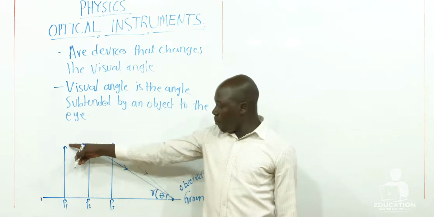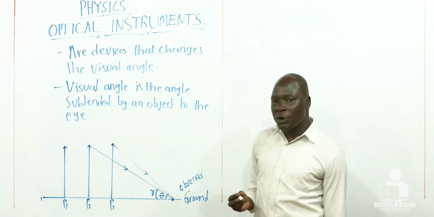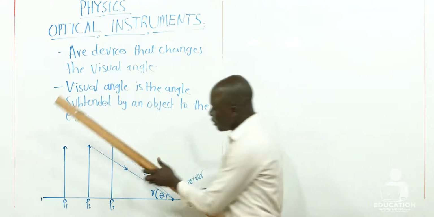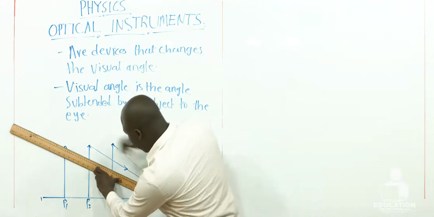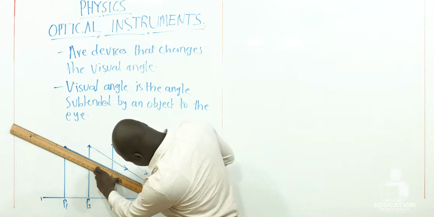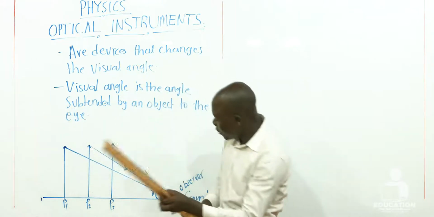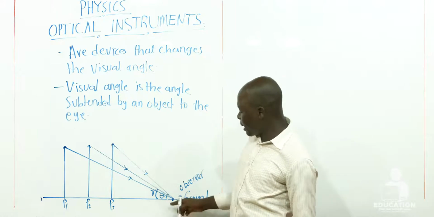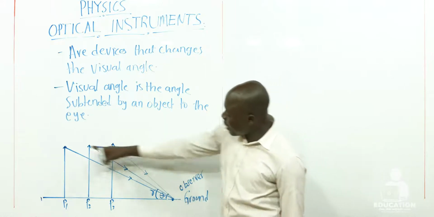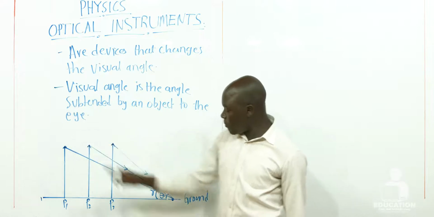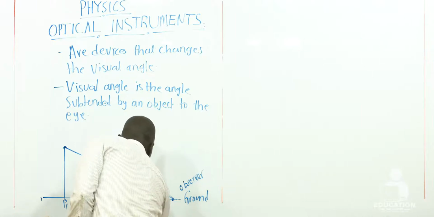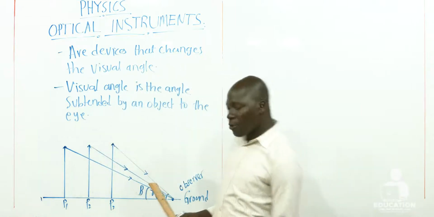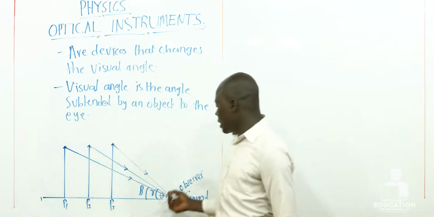Then still, another pole will also subtend a different angle to the eye of the observer. This is a ray of light from pole 1. And this ray also enters the eye of the observer. But the angle which is subtended by pole 1 will also be different from the other angles subtended by pole 2 and pole 3. So if we call this beta, so this is the angle which is subtended by pole 1 to the eye of the observer.